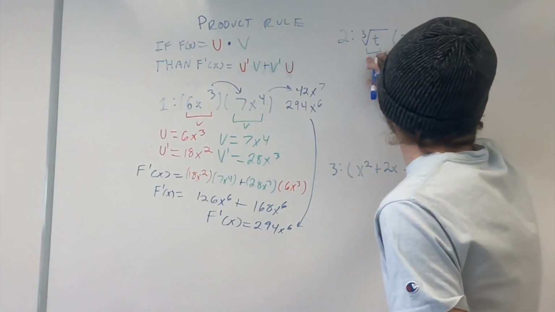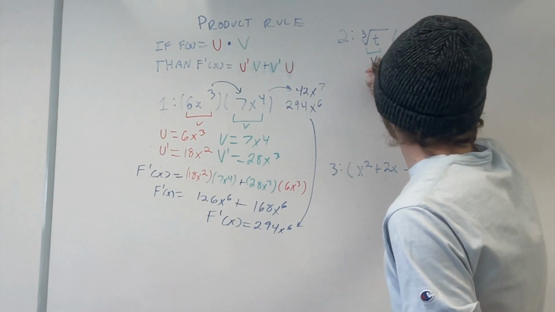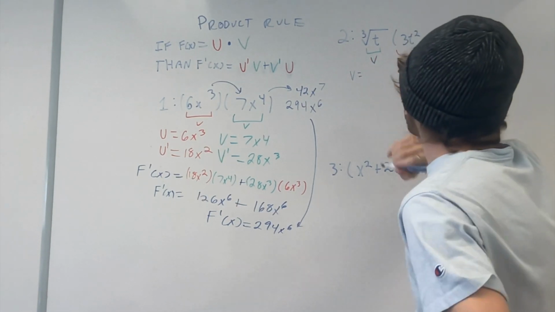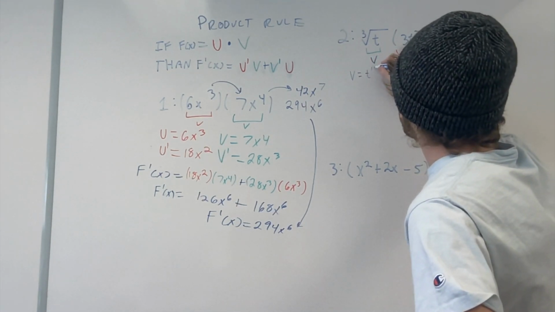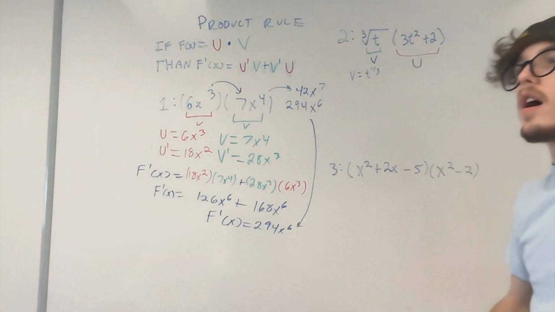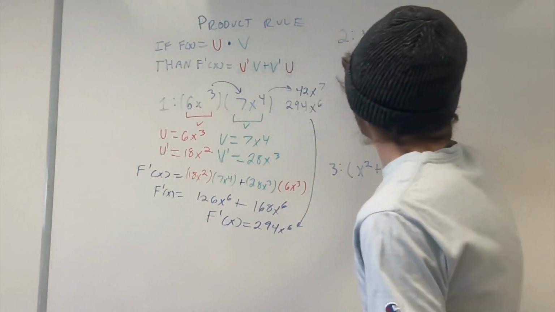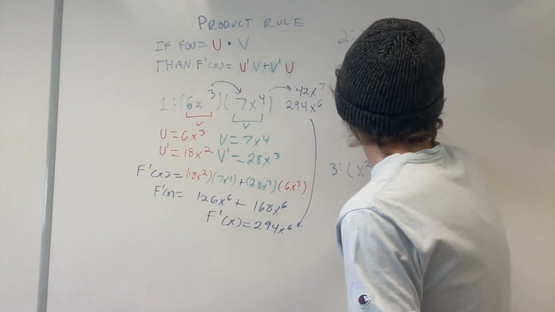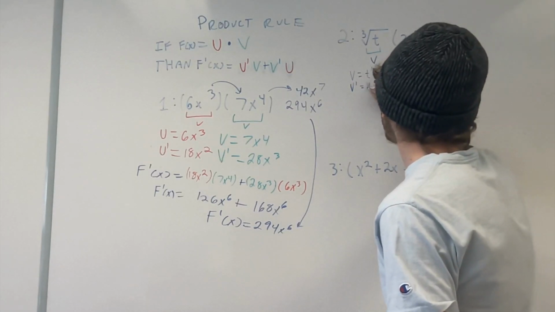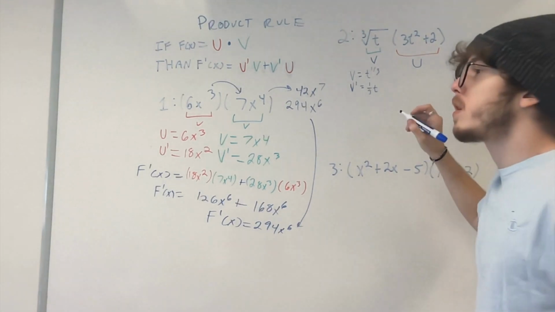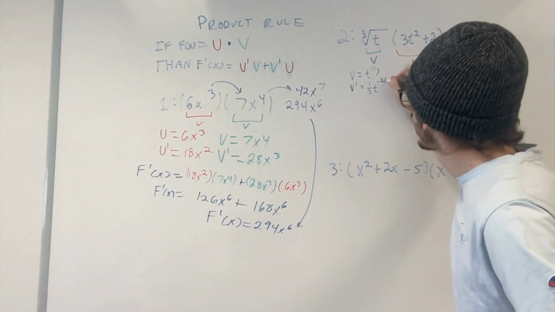Let's actually rewrite, make that more defined. V, this more of a U, so you don't get confused. So we're saying that V is equal to t to the 1/3, right? Because we can write cube root as to the 3rd power, like the square root is to the 1/2 power. So V prime in this case, we bring the power down, so that's 1/3 t, and then we subtract it here. So 1/3 minus 1, that's negative 2/3.